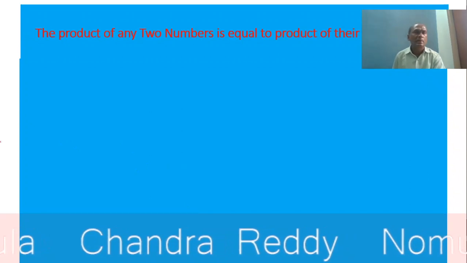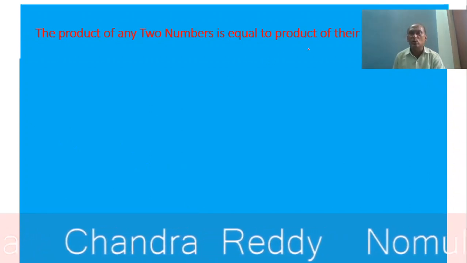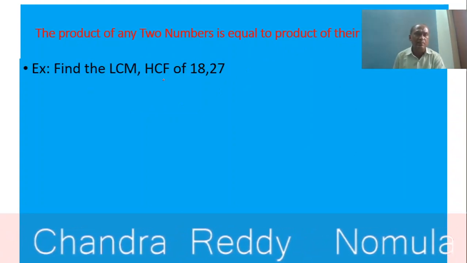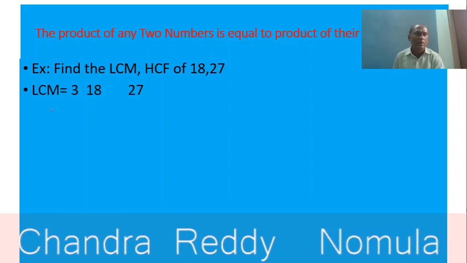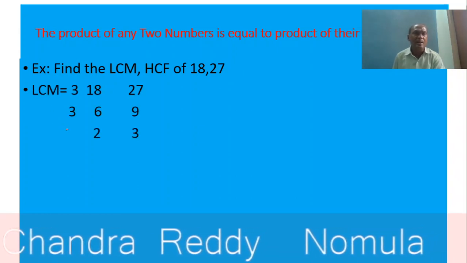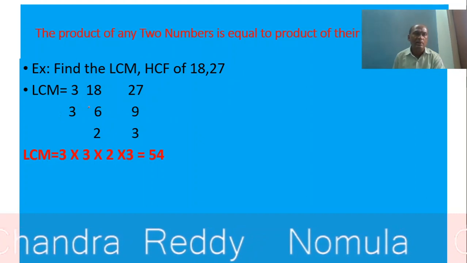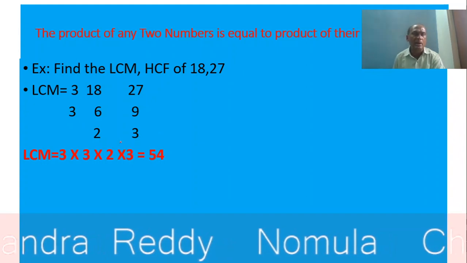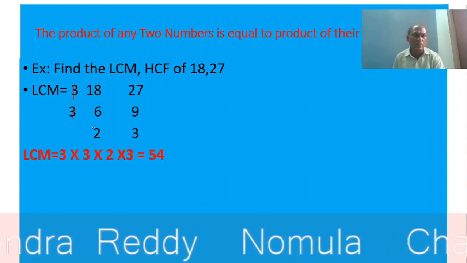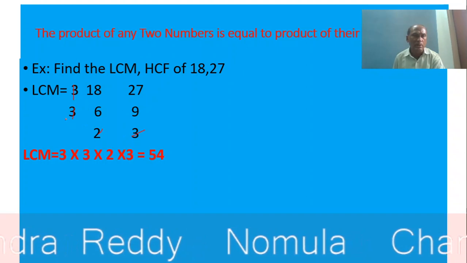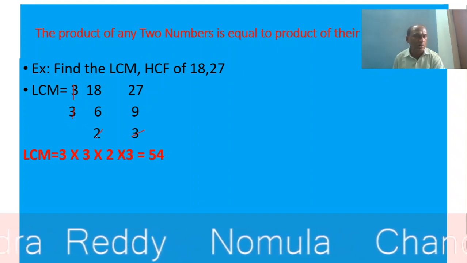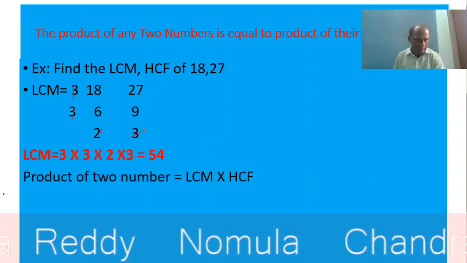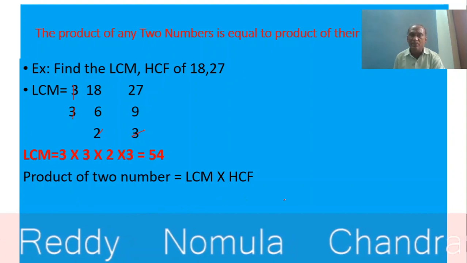Next, the product of any two numbers is equal to the product of their LCM and HCF. For example, find LCM and HCF of 18, 27. Now, first of all, you find the LCM. Here, 3 6 are 18, 3 9 ja 27, 3 2 ja, 3 3 ja. LCM of 3 into 3 into 2 into 3. 3 3 ja 9, 9 2 ja 18, 18 3 ja 54. LCM is 54.